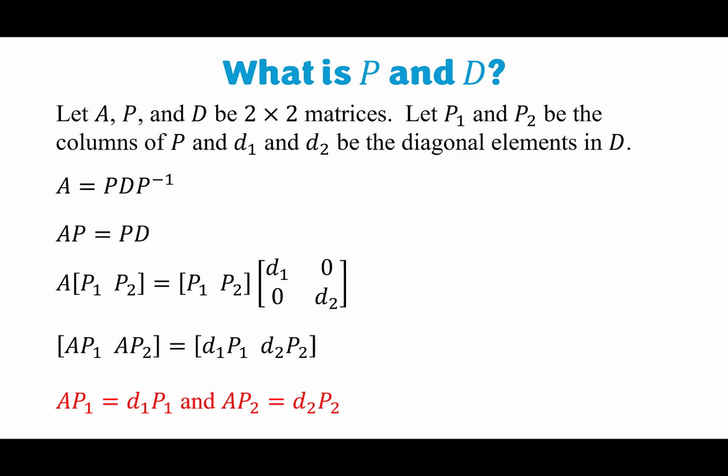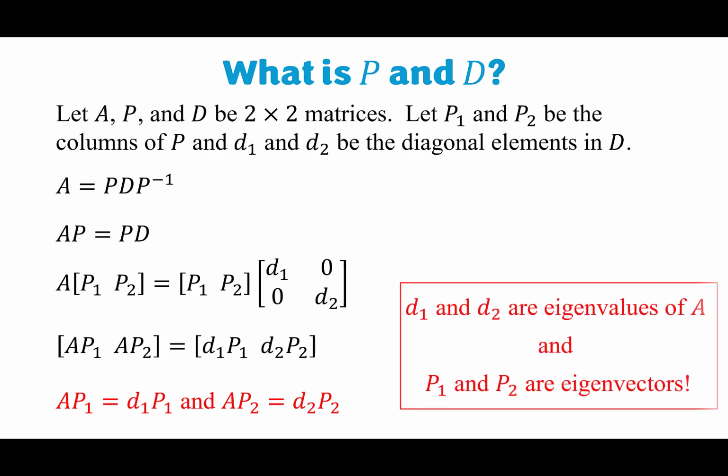Well, let's just think about the first one, AP1 equals D1P1. P1 is a column of our matrix P. You can think of it as a vector. So we really have A times a vector is equal to a number times a vector. That's how we defined the eigenvalue and eigenvector. So D1 and D2 are eigenvalues of A, and P1 and P2 are eigenvectors. We've reduced this diagonalization problem into solving for the eigenvalues and eigenvectors of the matrix A.